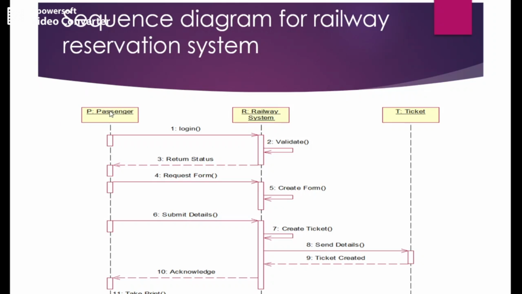So these are actually the object classes. These are the messages being passed. And this rectangle on this dotted line, what does it indicate? The lifeline of that object. Clear?